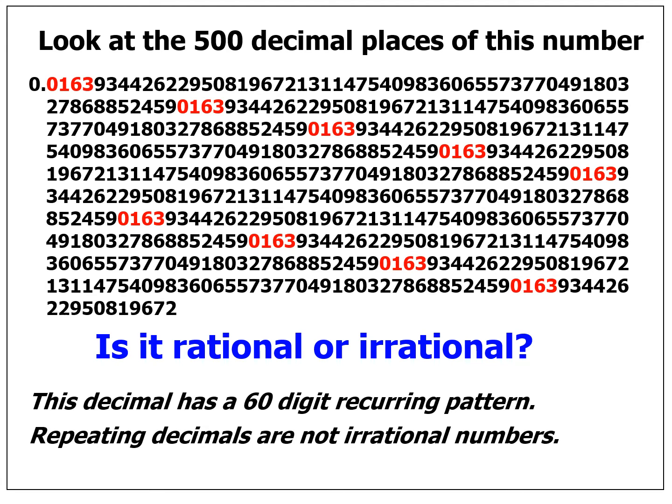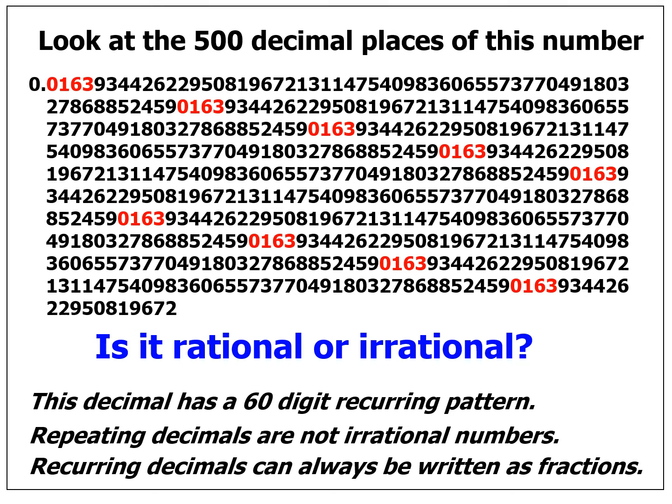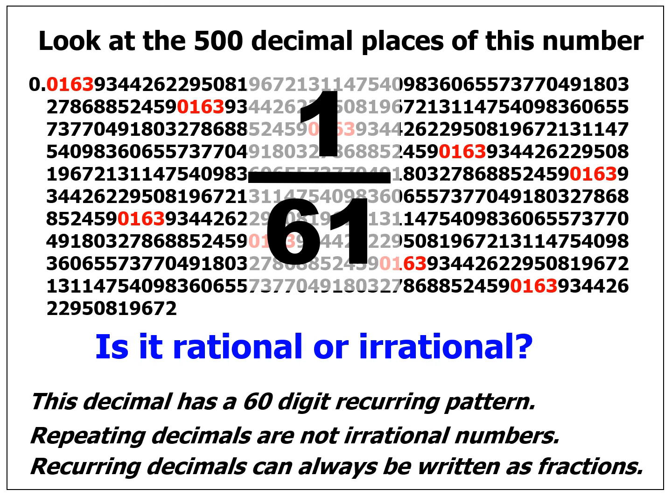Since we have digits that are repeating, it is a repeating decimal. And recurring decimals can always be written as fractions. So this number, which is equal to 1 over 61, is a rational number because it is a recurring decimal and it can be written as a fraction.